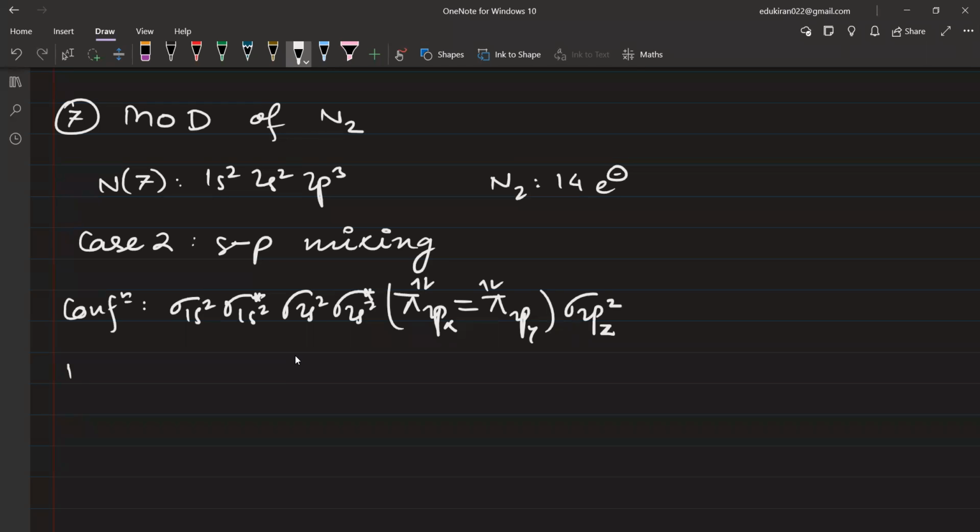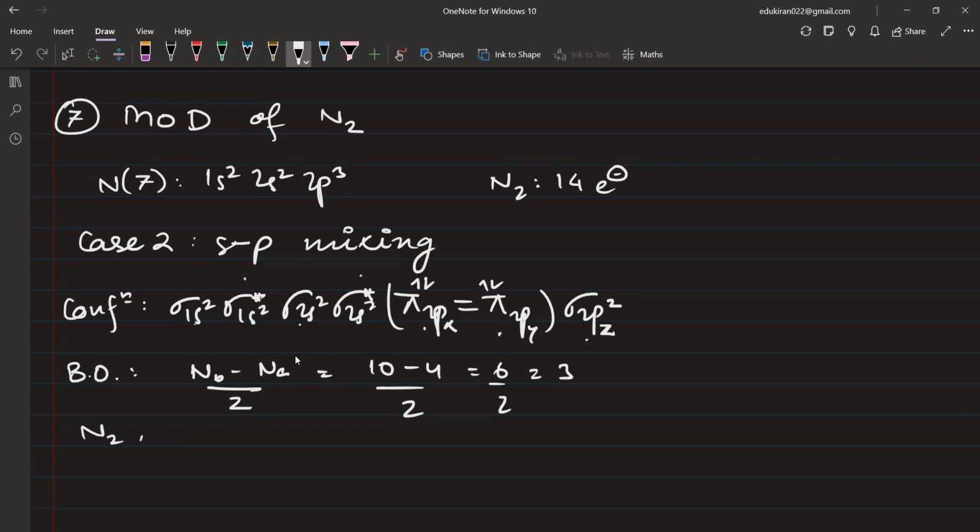Now here look at the bond order: number of bonding minus number of anti-bonding, divided by 2. Bonding is 2, 4, 6, 8, and 10, so there are 10 in bonding, and anti-bonding is 2 and 4. So 10 minus 4 upon 2 is equal to 6 by 2, which is equal to 3. So you can say N2 has 3 bonds, and in these 3 bonds, one of them is sigma and the other 2 are pi.